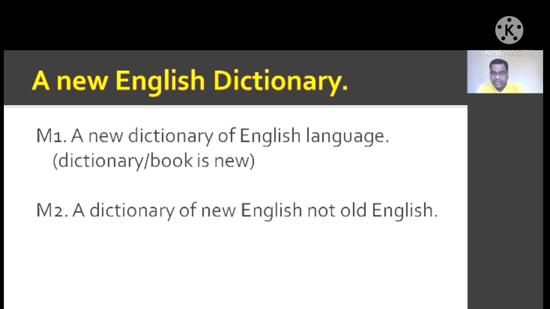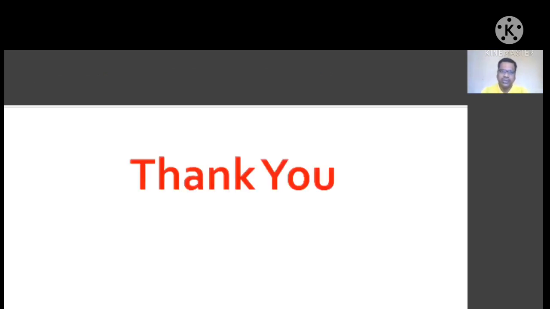But the meaning is the new English. It is not the dictionary of old English. Okay, it is the dictionary of modern English, new English. So this is another meaning of the sentence. So this is how we can derive multiple meanings from a word of a sentence. And once you get multiple meanings, automatically that leads to ambiguity, and that kind of study is called lexical ambiguity or the study of lexical ambiguity.